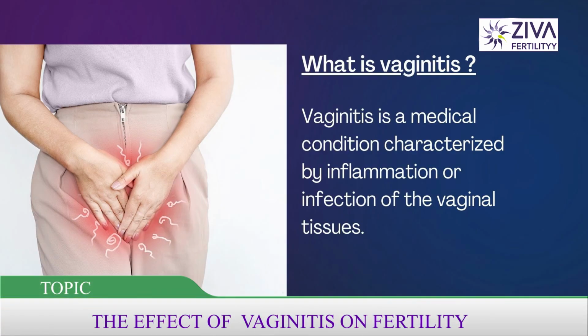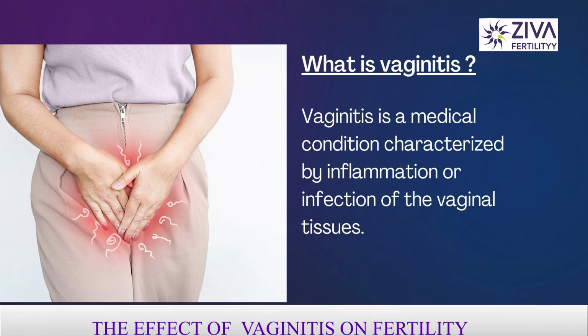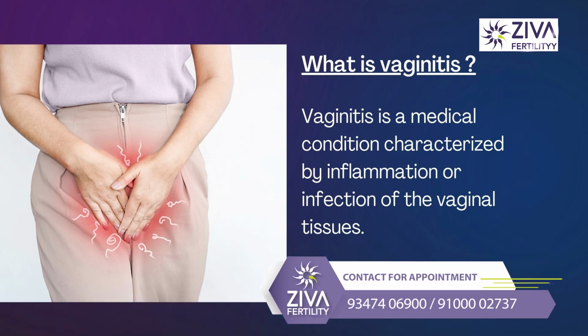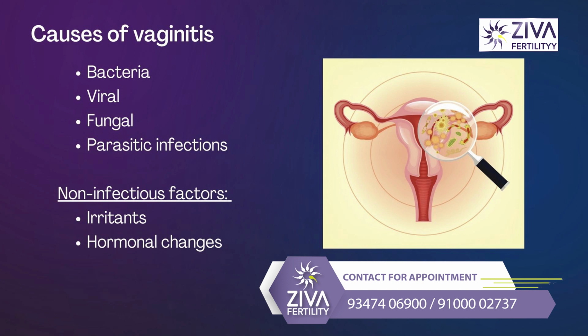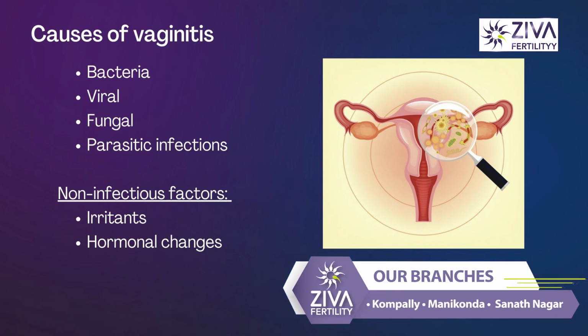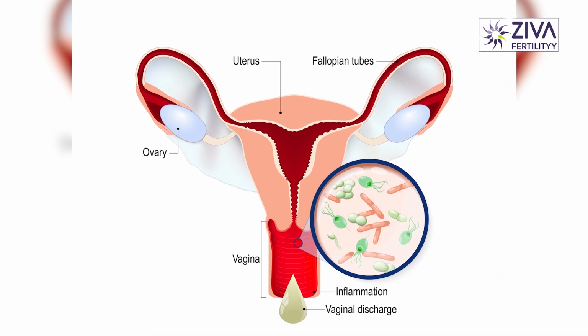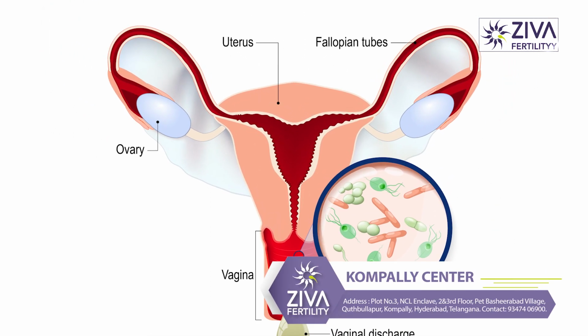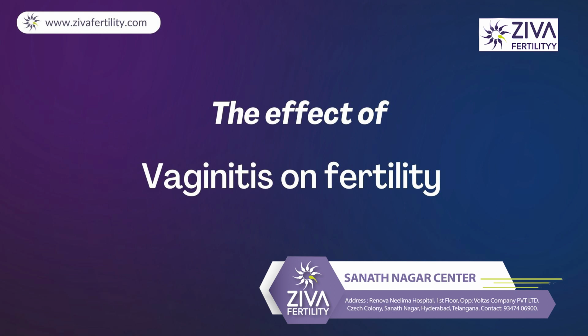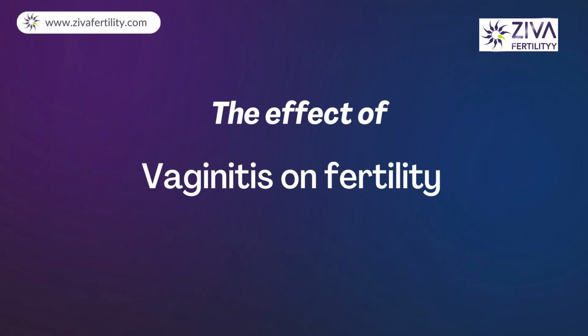Vaginitis is a medical condition characterized by inflammation or infection of the vaginal tissues. It can be caused by various factors such as bacterial, viral, fungal, or parasitic infections, as well as some non-infectious factors, like some irritants or hormonal changes. Vaginitis can have several effects on fertility. It can be direct or it can be indirect. Let's look at some of them.